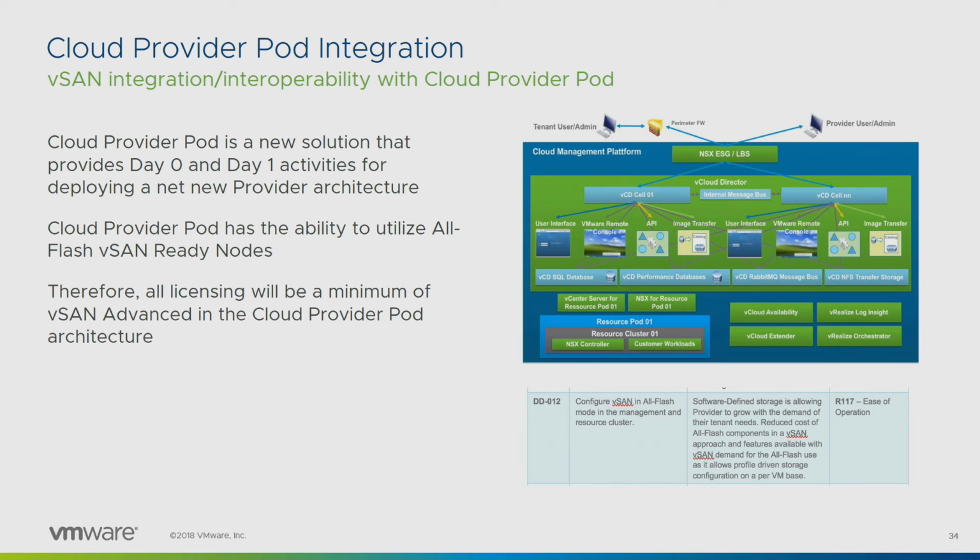So why am I talking about this? When we go GA with this shortly, it'll be supported with vSAN all flash, along with NFS or iSCSI. And this follows our new cloud provider VMware validated design, which will be coming out shortly. So it's very important. And it's not just the orchestration capabilities for building out an entire cloud provider stack in a matter of hours.